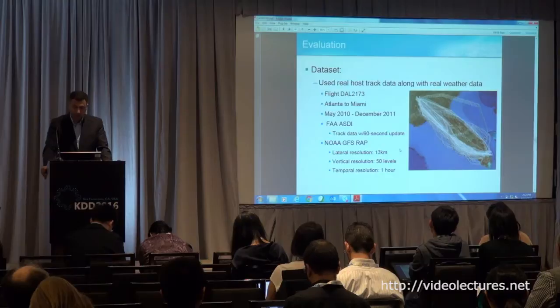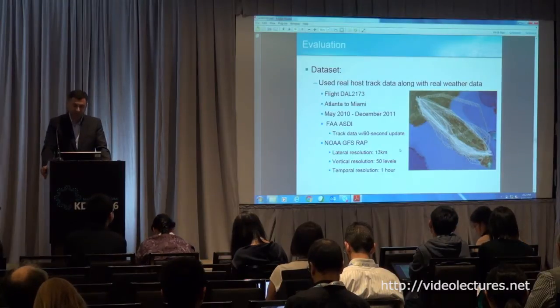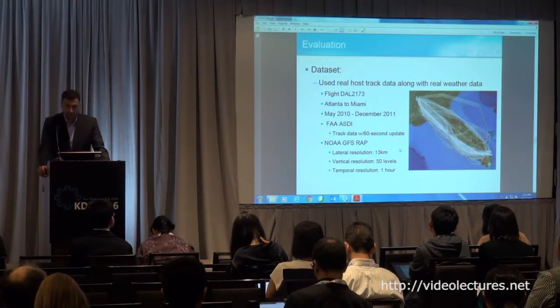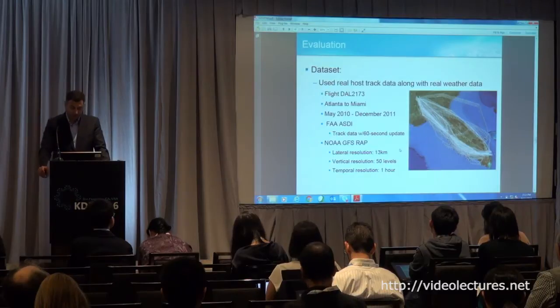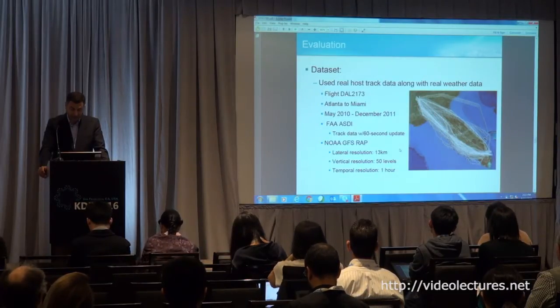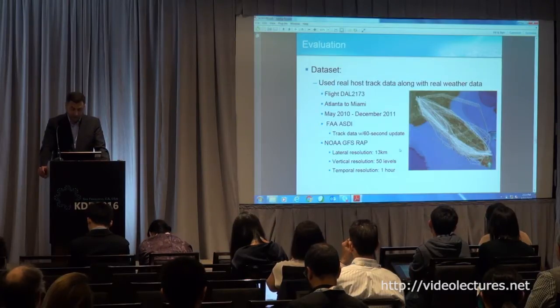We used real horse track data along with real weather data. It was flight Delta 2173. Plenty of people use Monte Carlo simulation and so on and so forth, but we've used real data, and it's actually current. Delta flies between Atlanta and Miami on a regular basis with DAL 2173. And the data we looked at was between May 2010 and December 2011.